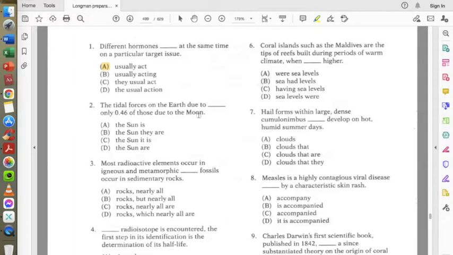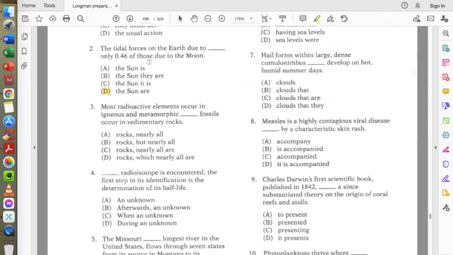Tidal forces on the earth due to the sun, they are. We don't want to double our subject, so it must be D then. We've got a subject, they is the tidal forces, so we don't want to put the pronoun they and have our subject there again. Tidal forces on the earth due to the sun are only 0.46% of those due to the moon. Okay. Number three, most radioactive elements occur in igneous and metamorphic blank fossils occur in sedimentary rocks.